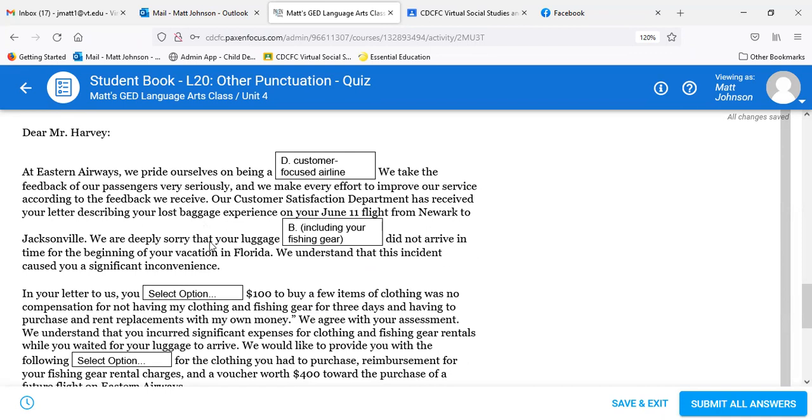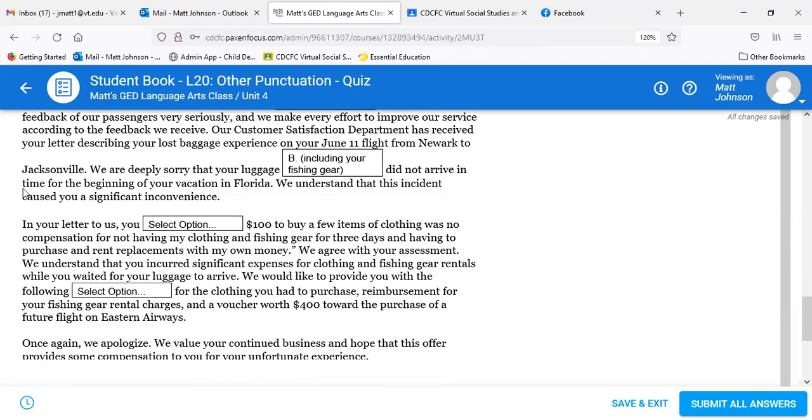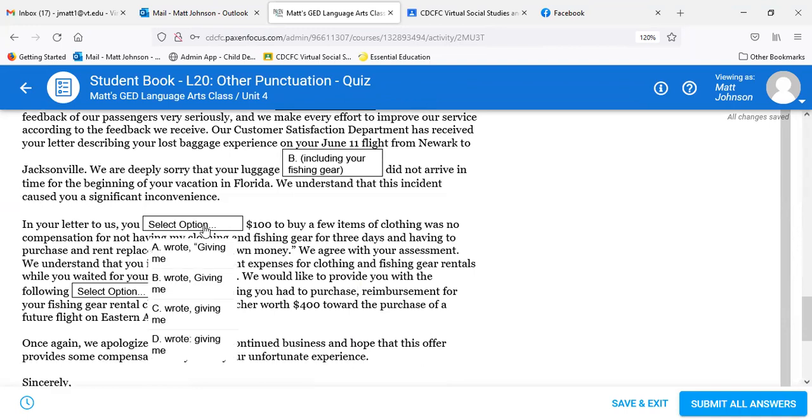And like I've mentioned before, with interrupting phrases and things like that, if I can take that little bit of information out, I still have a complete sentence. So I could just as easily say, we are deeply sorry that your luggage did not arrive in time for the beginning of your vacation in Florida, right? That's still a complete sentence. I'm adding those parentheses to add some additional information for the reader. Then we understand that this incident caused you a significant inconvenience. In your letter to us, you wrote, Christiana. What punctuation do we need here?